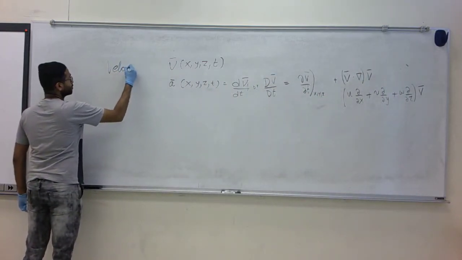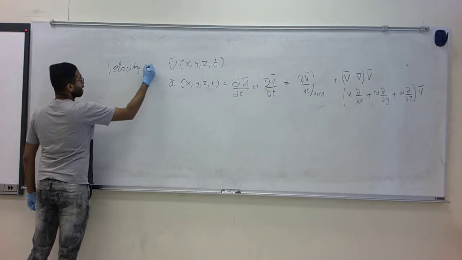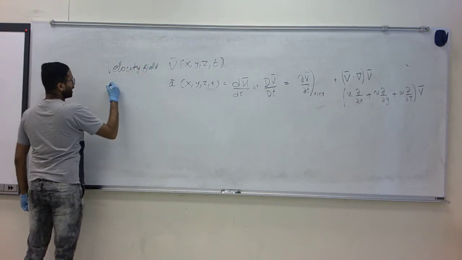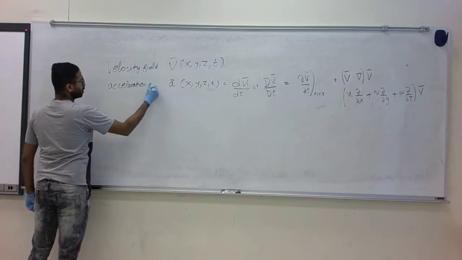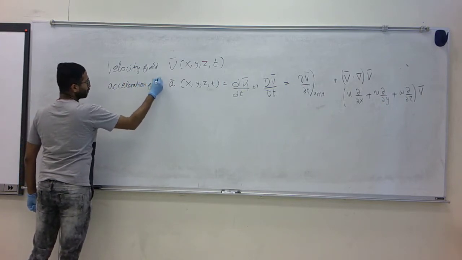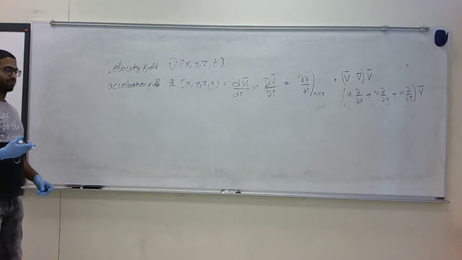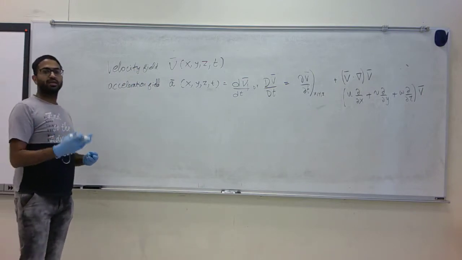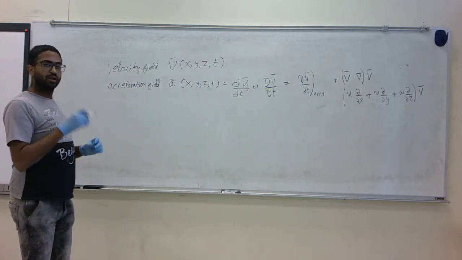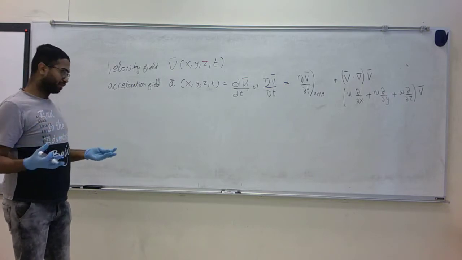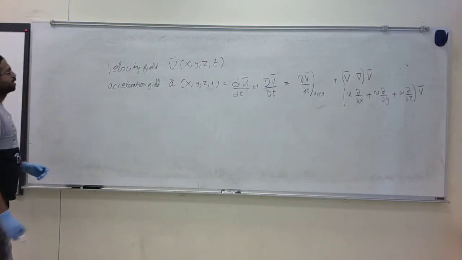So velocity field and acceleration field, and we did discuss what the word field means. It is a function of space that is reasonably smooth and continuous, so that you can define it at every point in the flow. Okay.